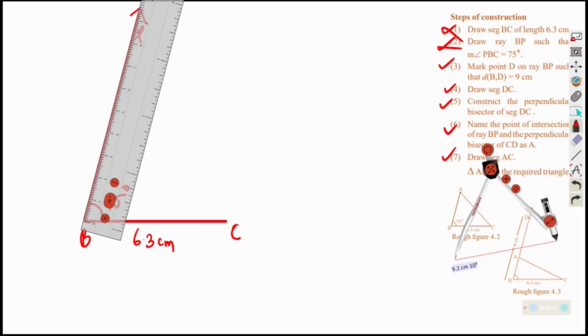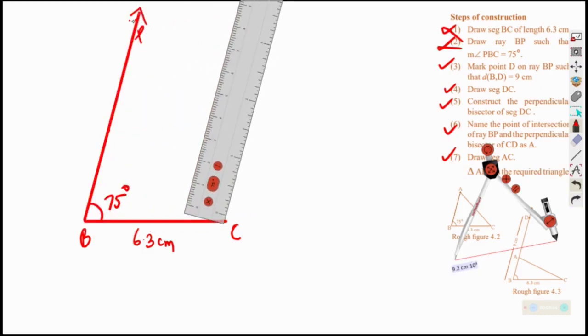It is better to mark 9 directly because the compass does not expand that much. I am sorry, so I marked 9 centimeter. You will be doing it with the compass. यह compass की limitation है, उतना बड़ा नहीं होता है 9 सेंटीमीटर तक. So I will be marking it. Bear with me. It is 9 centimeter, and we know that this 9 centimeter is the length of two sides. Okay, that you should not forget.